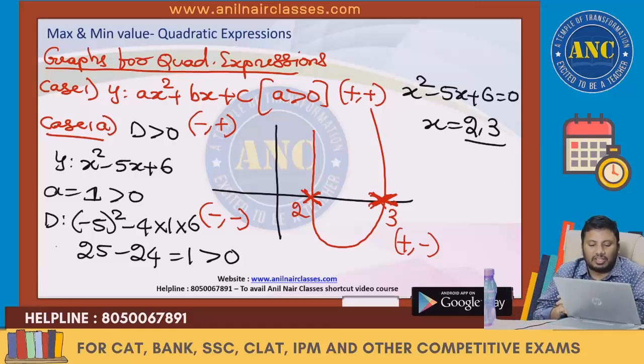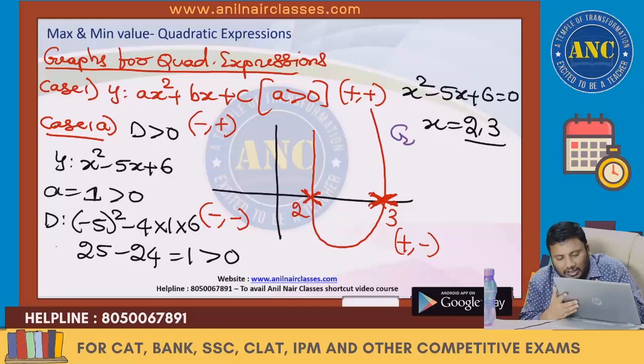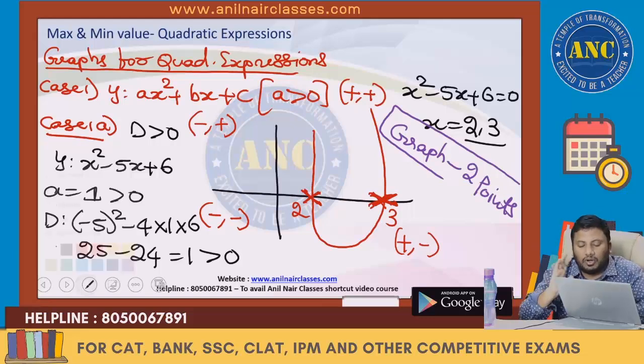D is greater than 0. The values 2, 3 can become 1, 4 or anything. The graph will be an upward parabola. What is important here is that the graph will touch the axis at 2 points. Look at it from this angle: it is touching at 2 points. That could be 2, 3, that could be minus 1, 0, it could be anything.